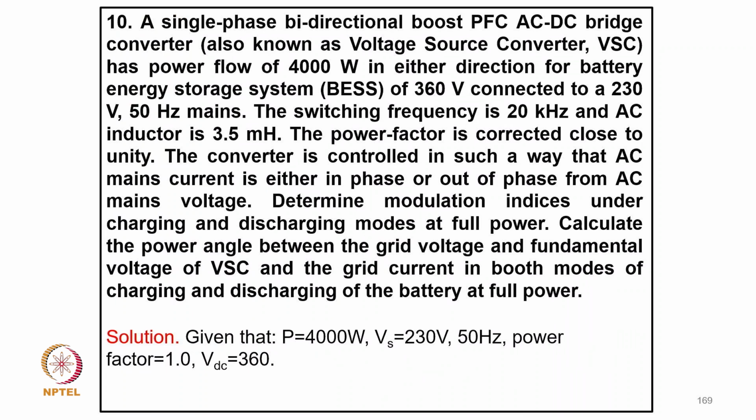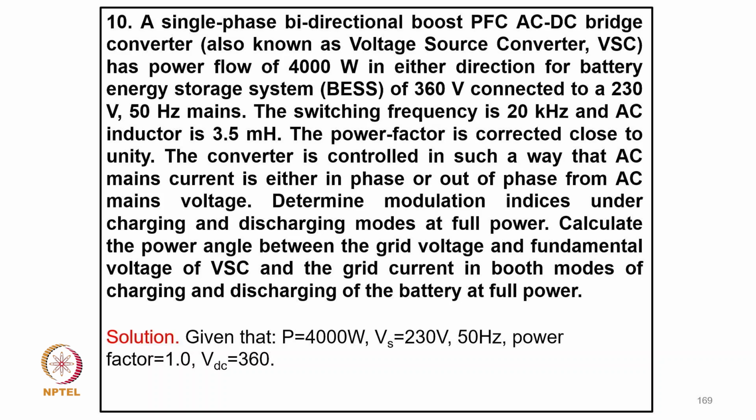Coming to numerical problem 10, a single phase bidirectional boost PFC AC/DC converter, known as a voltage source converter, has a power flow of 4000 watt in either direction with a battery energy storage system of 360 volt connected to 230 volt 50 hertz. The switching frequency is 20 kilohertz, and the AC inductor is 3.5 millihenry. The power factor is corrected close to unity. The converter is controlled in such a way that the AC mains current is either in phase or out of phase with the AC mains voltage. Determine the modulation index under charging and discharging modes at full power. Calculate the power angle between the grid voltage and fundamental voltage of the voltage source converter and the grid current in both modes of charging and discharging.